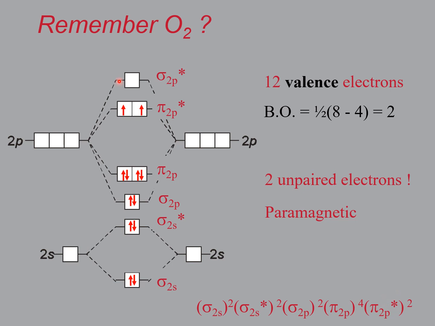Now, if I give you the formula of a second row diatomic, you should be able to do this. Figure out what the ordering is, populate each state with the right number of electrons, give me a configuration, give me a bond order, give me a number of unpaired electrons, and remember if it's diamagnetic or paramagnetic. That's pretty much it. 1 more to go.